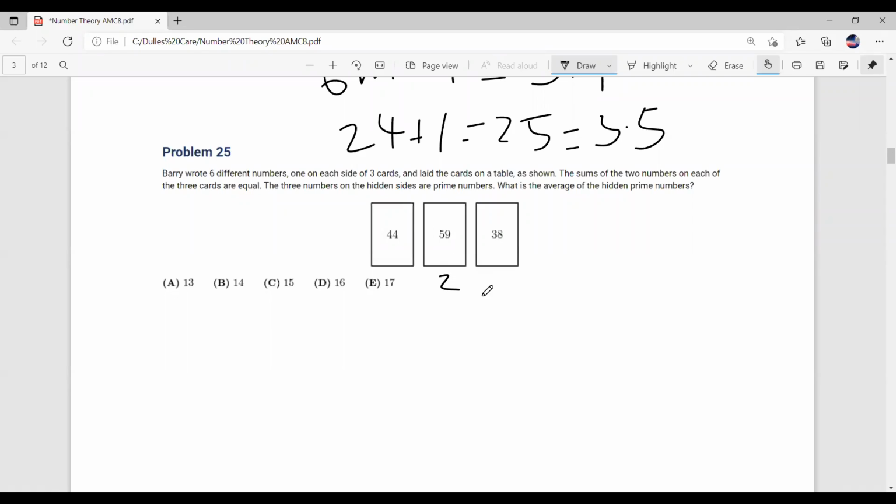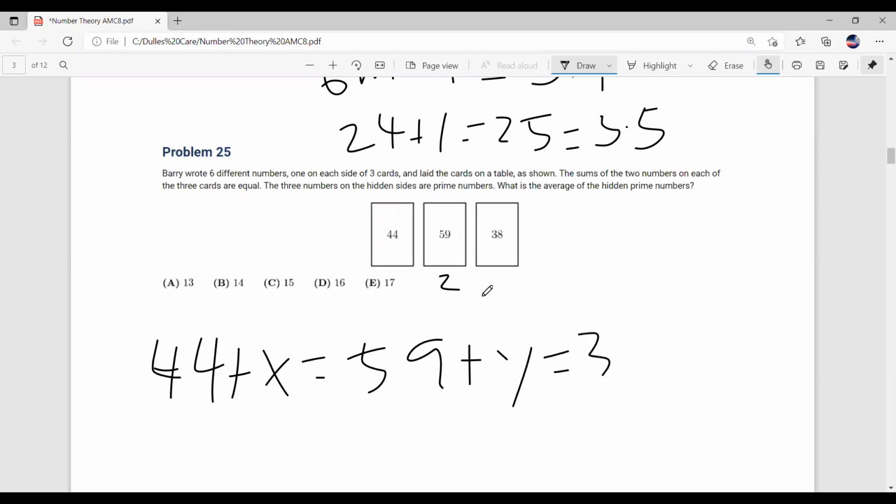So essentially it goes like this. We have 44 plus x is equal to 59 plus y is equal to 38 plus z. If y is an odd number, then 59 plus y is an even number. Then 44 plus x is an even number as well, and 38 plus z is also an even number. However, only one of x, y and z can be even, since the only even prime number is 2. So x and z have to be odd, and y has to be even. The only even prime number is 2, so we get y equals 2.